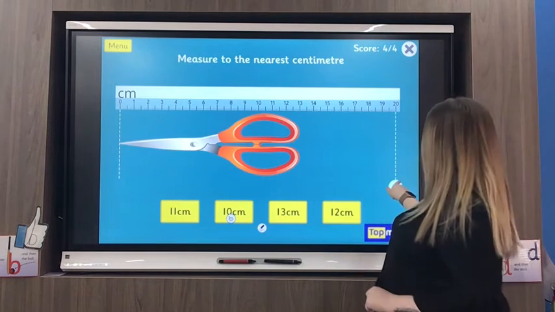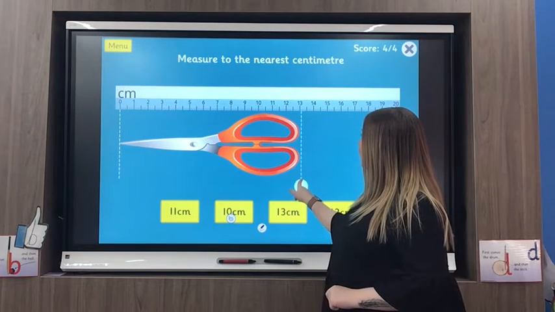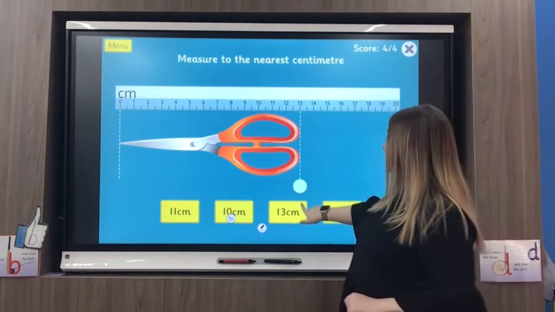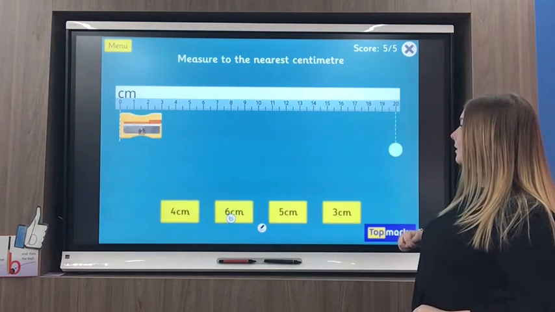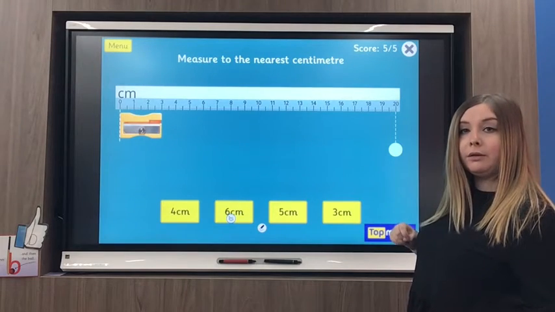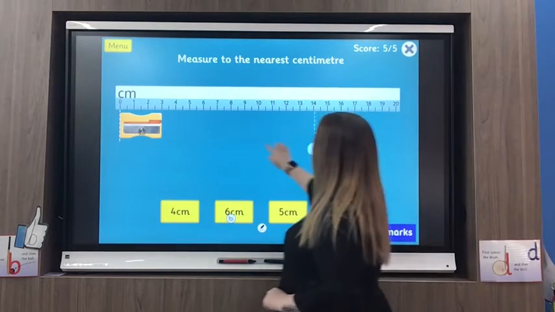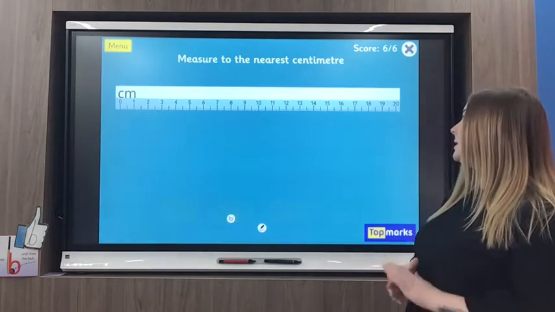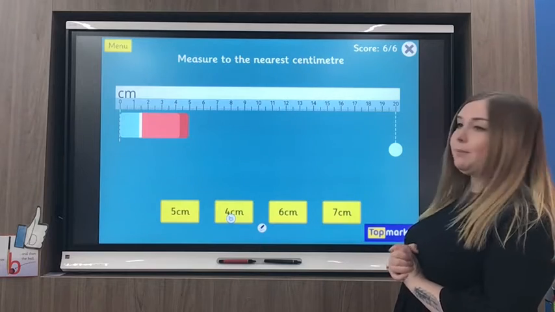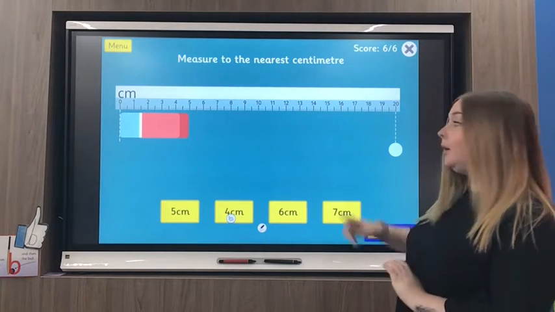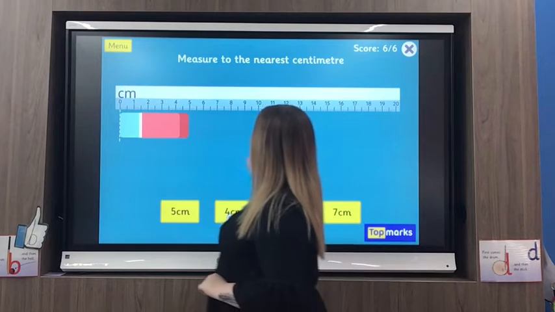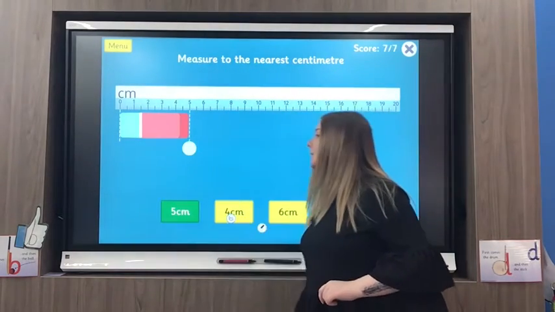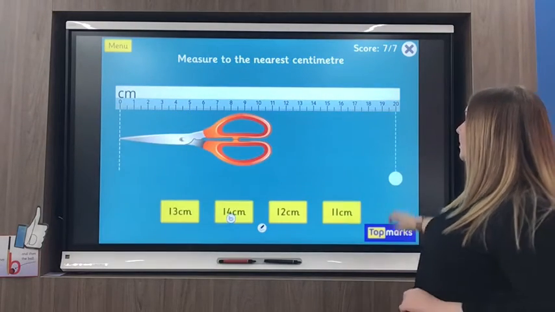Pair of scissors this time. Where do my scissors end? Fantastic, 13. Excellent. A sharpener. Okay, brilliant. If you said 3 centimetres. Got a bigger rubber this time. Think very carefully, where does that rubber end on my ruler? 5 centimetres, excellent. Super.